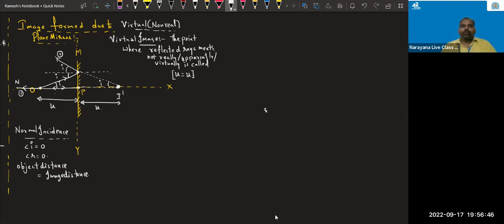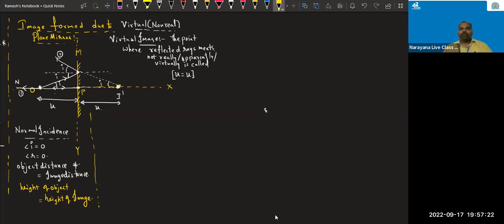What is the proof? The object is on the x-axis, the image is also on the x-axis, no? It did not go below, no? Meaning the height of the object, I can write one more point: height of the object is equal to what? Height of the image. Yes or no?